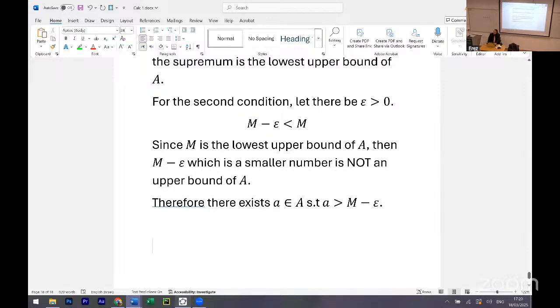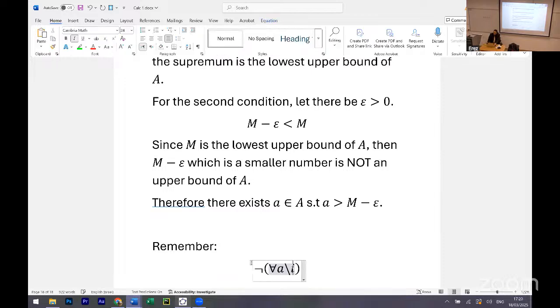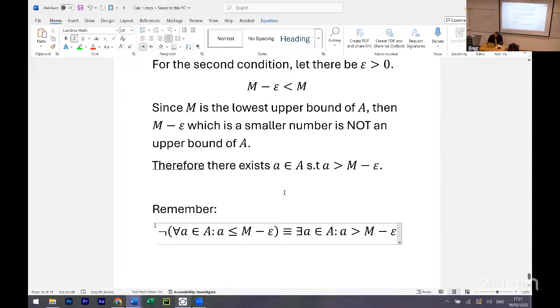And a bit more about discrete mathematics here. Remember, whoever took discrete mathematics, what is the negation of, for all a in A, a is smaller than M minus epsilon? Exists a. Yeah, exactly. There exists an a in A such that a is larger than M minus epsilon. In discrete mathematics, you learn these logic facts. Whoever understood what I said without it is better off. But still, I remind you that it has something to do with logic and discrete mathematics.